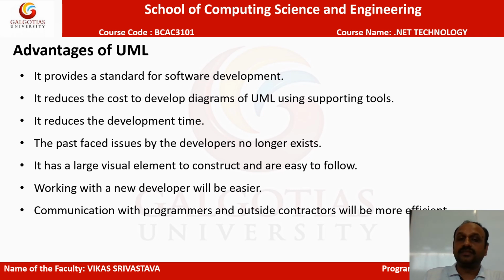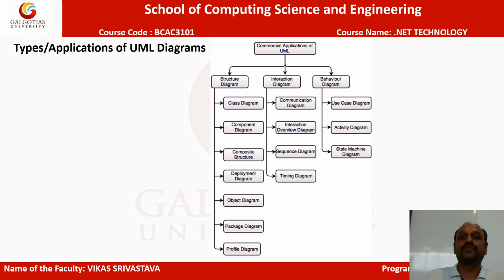So these are some of the advantages. We can understand with this UML diagram that various applications are divided into different levels of the diagrammatic system. One is the structure diagram, as we initially tried to understand with respect to the object-oriented designing concept. The structure diagram constitutes the class diagram, component diagram, composite structure, deployment diagram, object diagram, package diagram and profile diagram. These are the external entities, as components, which you can describe separately.